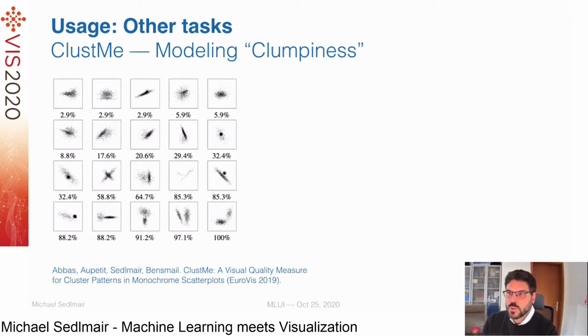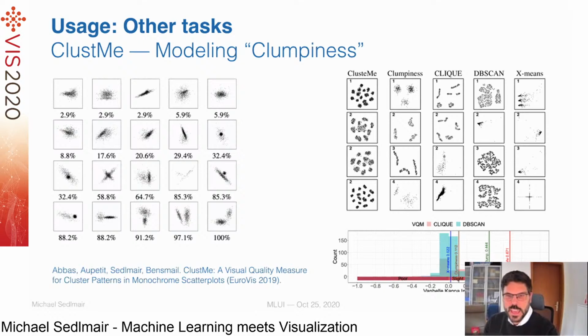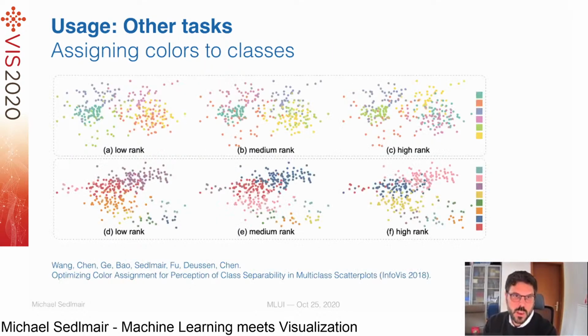Of course, there are also other tasks. We did that for non-color-coded scatter plots. This would be the classical idea of modeling clumpiness, or classical clustering approaches would do that for you. Again, we fed that with perceptual data. We did a perceptual modeling pipeline using machine learning techniques here. And then we created this technique called ClustMe, which seemed to perform rather well also compared to existing approaches.